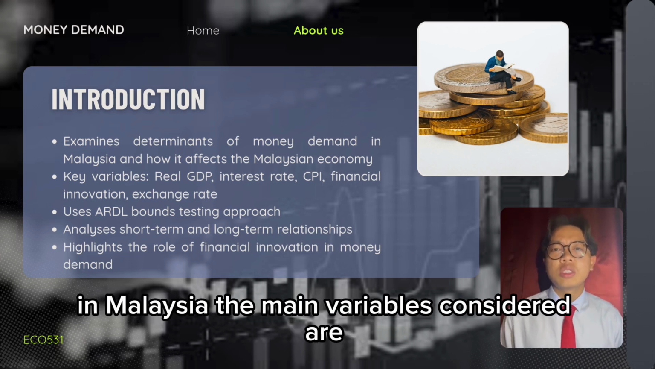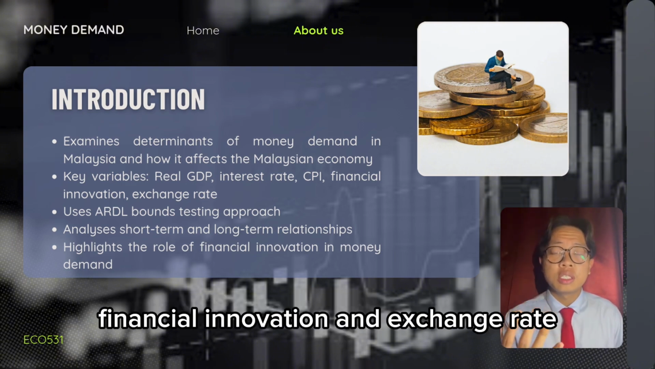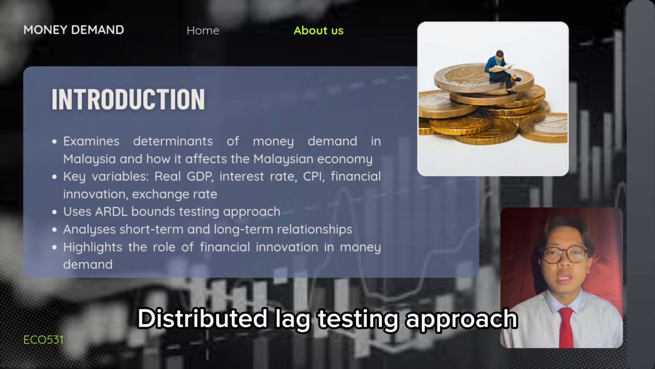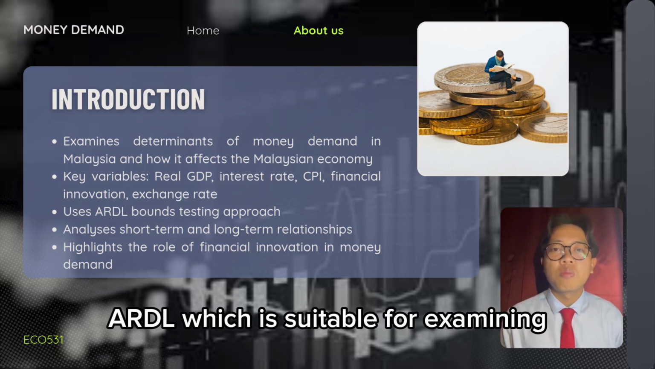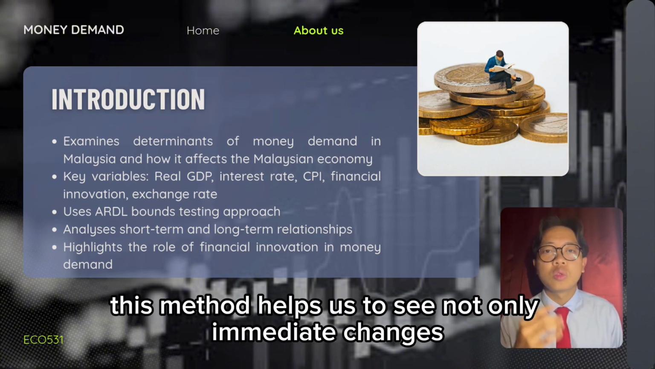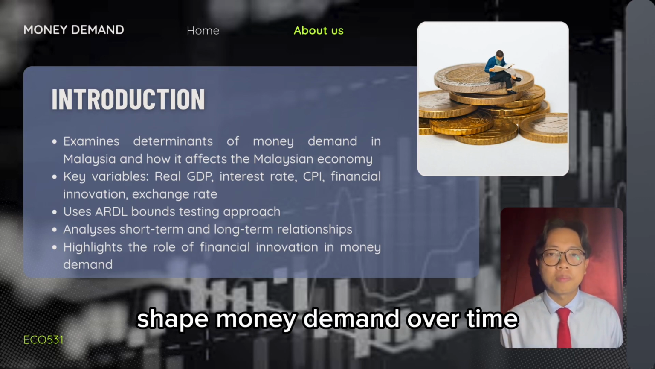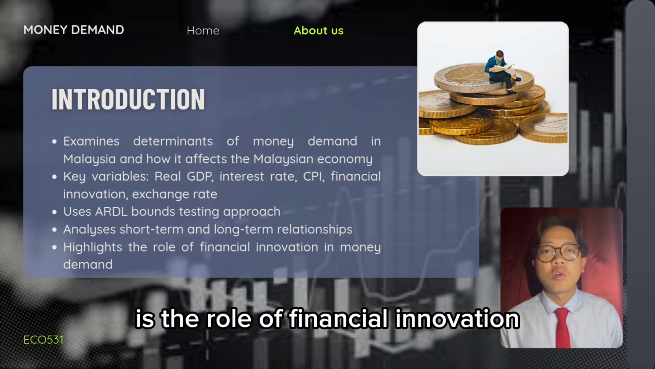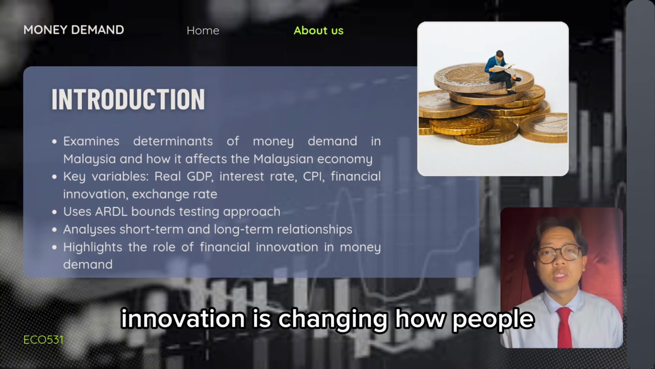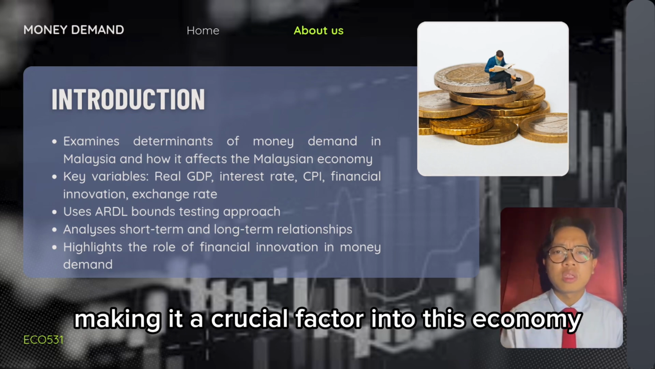The main variables considered are real GDP, interest rate, consumer price index (CPI), financial innovation, and exchange rate. To study this, we use the autoregressive distributed lag testing approach (ARDL), which is suitable for examining both short-term and long-term influences. This method helps us to see not only immediate changes, but also how these factors shape money demand over time. One important highlight is the role of financial innovation. With the rise of digital payment and new financial tools, innovation is changing how people and businesses hold money, making it a crucial factor in today's economy.